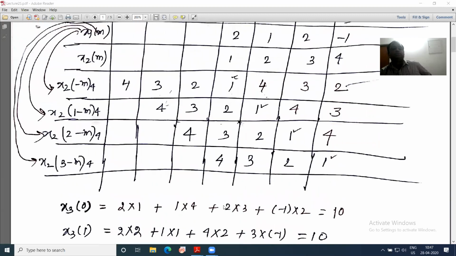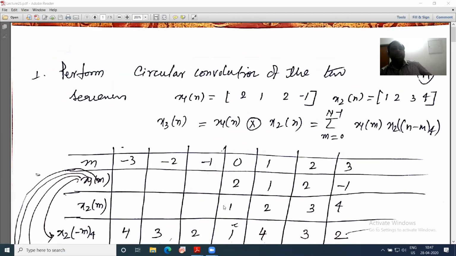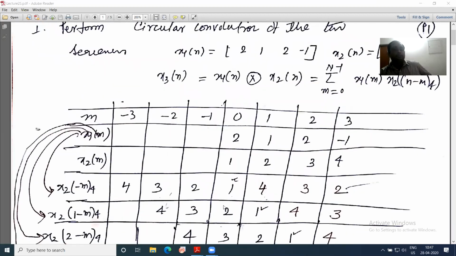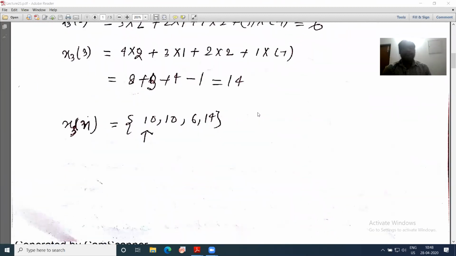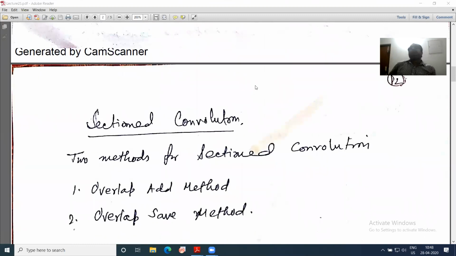So this is an example which we are supposed to give that I have given. All right. Now, if this is okay, then we want to start another topic that is called section convolution. Section convolution, this is one of the topics mentioned in the syllabus. In this, we have two methods for section convolution. One is the overlap add method, another one is the overlap save method.